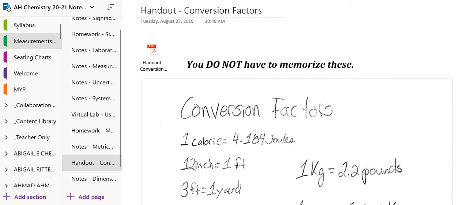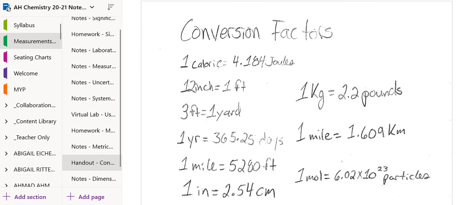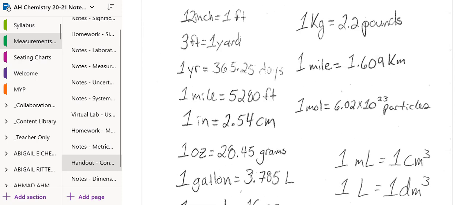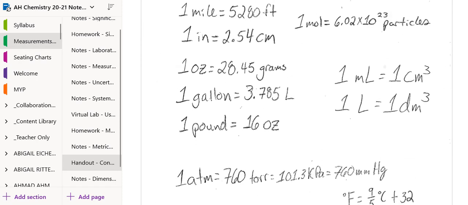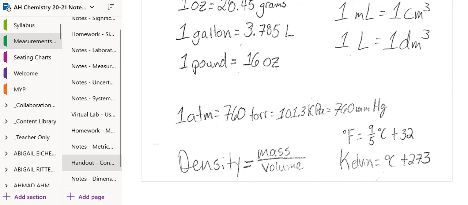So last class, we talked about metric conversions, where we had to remember the metric prefixes. Today, we're talking about conversions where they're non-metric conversions, like inches to feet, and inches to centimeters, and days to hours, years to days. And so this handout has some useful conversion factors for you. It's even got temperature conversions and the formula for density, just in case you don't remember it.